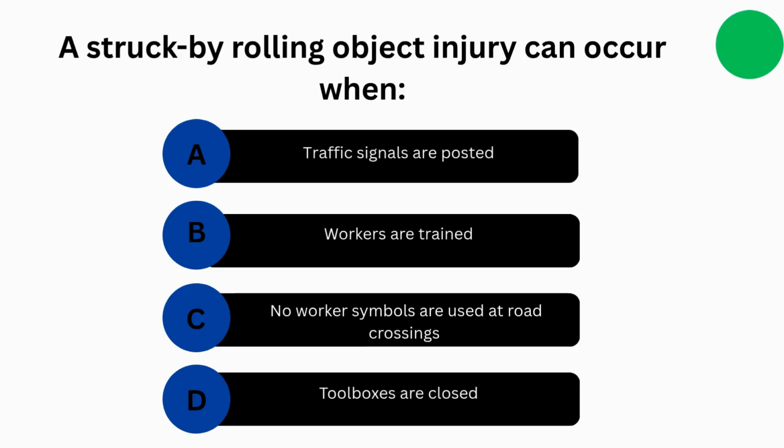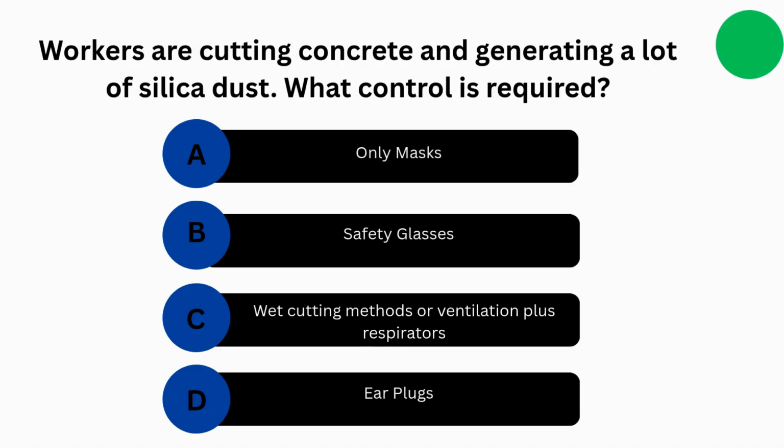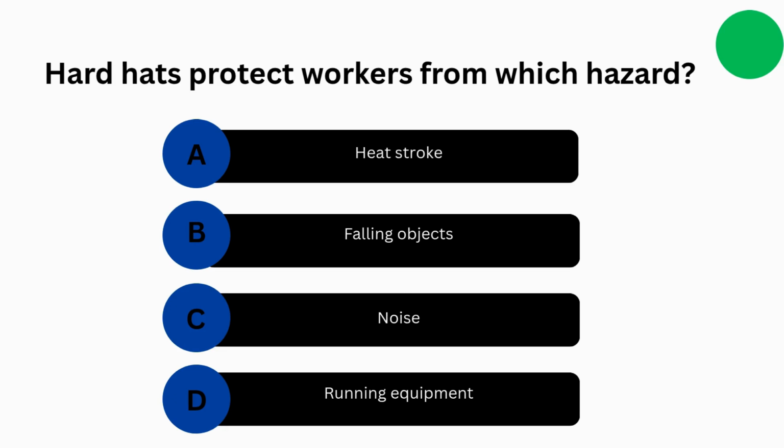A struck by rolling object injury can occur when no worker symbols are used at road crossings. Workers are cutting concrete and generating a lot of silica dust. What control is required? Wet cutting methods or ventilation plus respirators. Hard hats protect workers from which hazard?